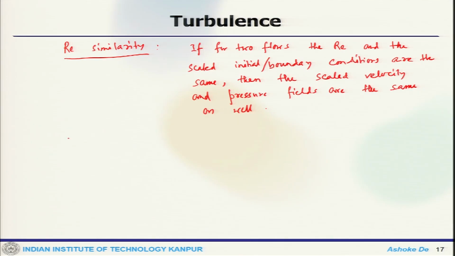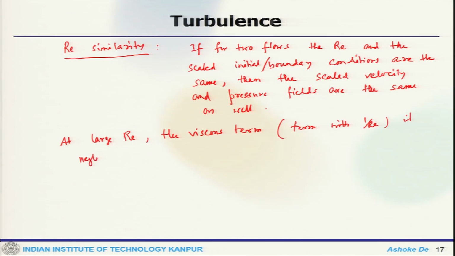Now, at large Reynolds number, the viscous term, essentially the term with 1 by Re, is negligible at large scales.